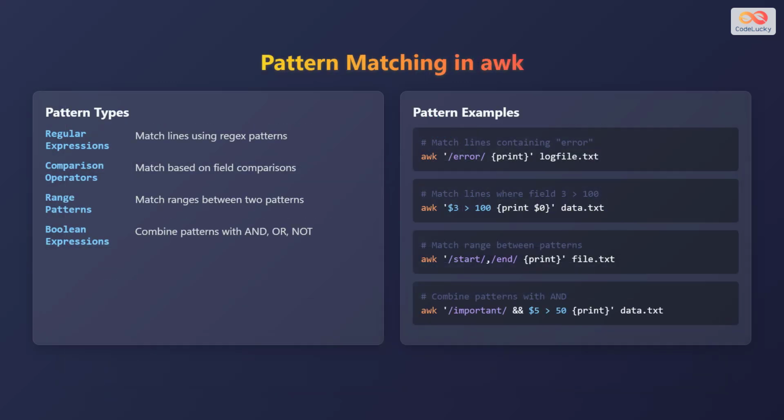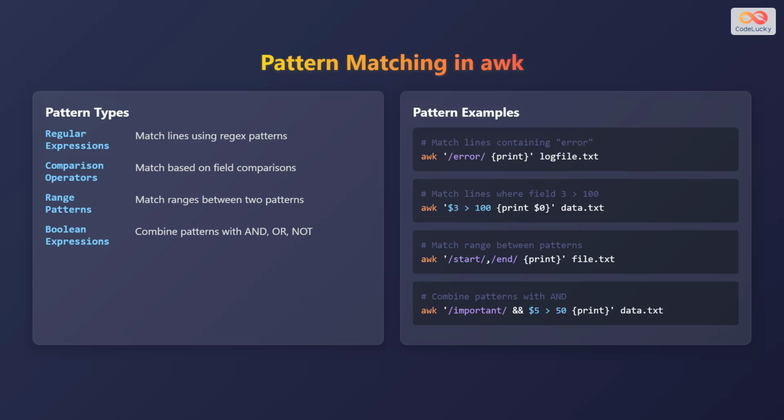Let's understand the pattern matching capabilities in awk. Awk supports several pattern types, including regular expressions, which allow you to match lines using regex patterns. Comparison operators, which enable matching based on field comparisons. Range patterns, which facilitate matching ranges between two patterns. Boolean expressions, which enable combining patterns with and, or, and not operators.